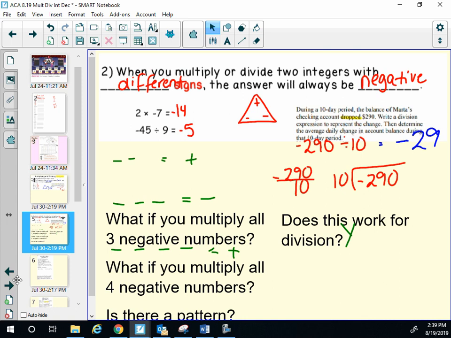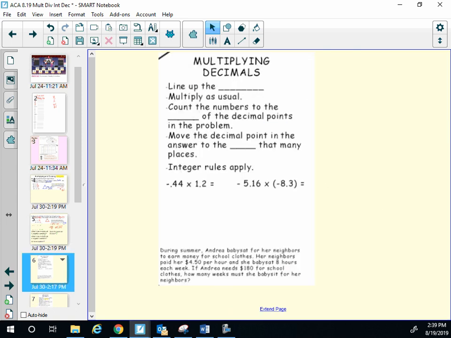So let's look at our next page here. This is actually on your next page. In this one, we have 2 sections of it again. Mine has multiplying decimals. We'll be dividing decimals in just a second. When we multiply with decimals, we just line up the numbers. We ignore the decimal. We pretend it's not there.